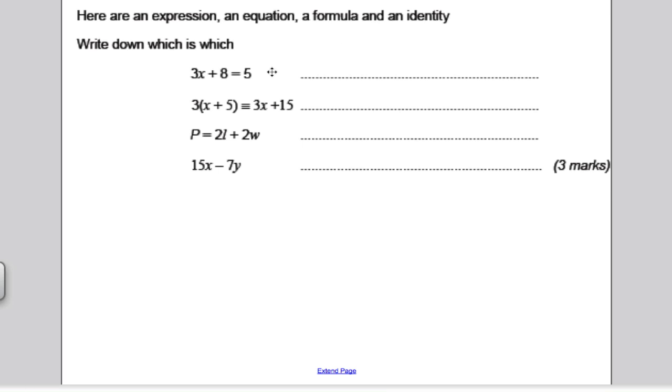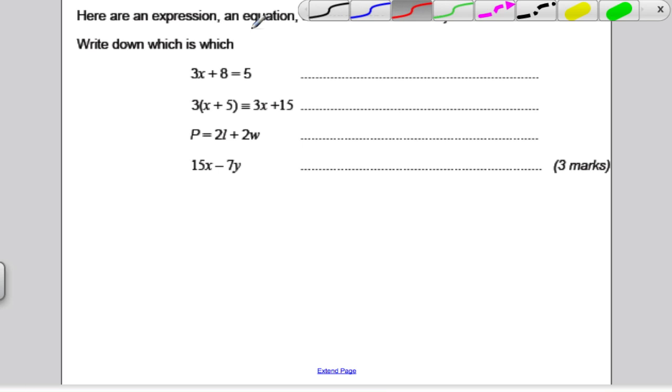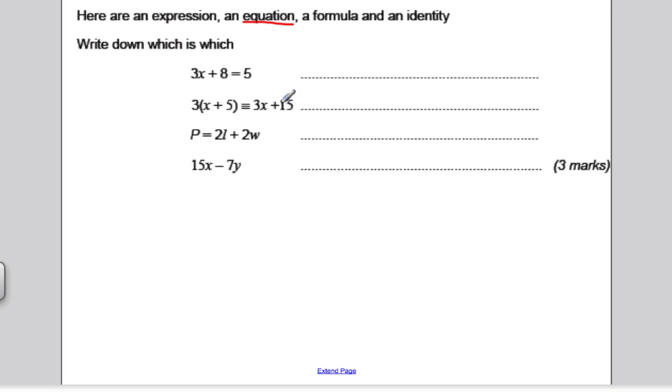Okay, so we're asked to identify an expression, equation, formula, identity. Well, firstly, let's go for the easy thing. An equation is something you solve with one variable and has an equal sign. This is a typical two-step linear equation that you can solve, has one variable, x, and has an equal sign. So this is certainly our equation. Nice and easy one.